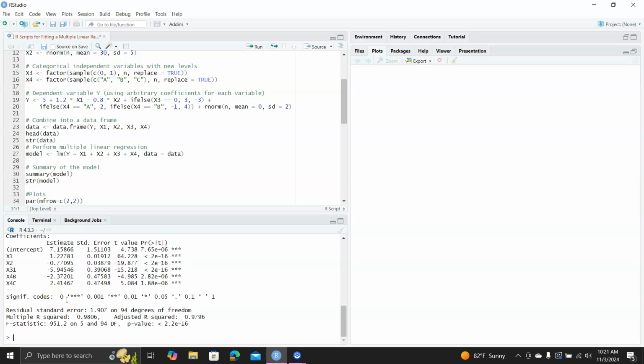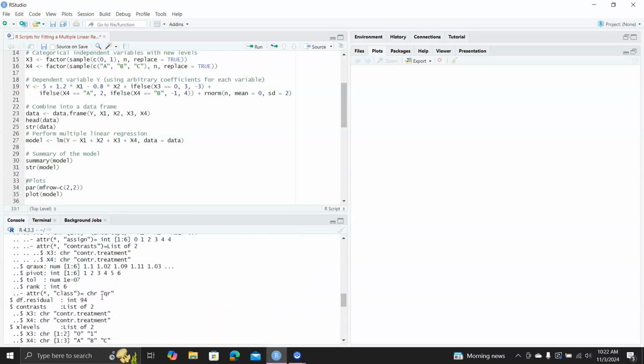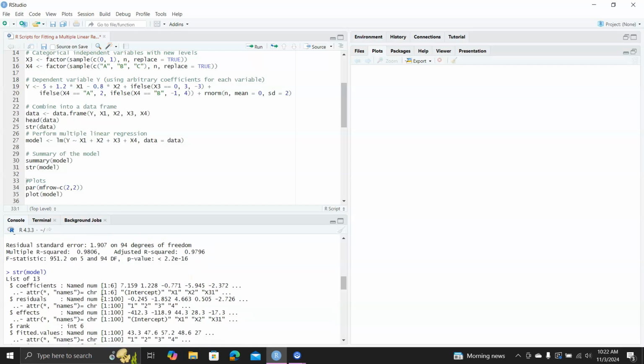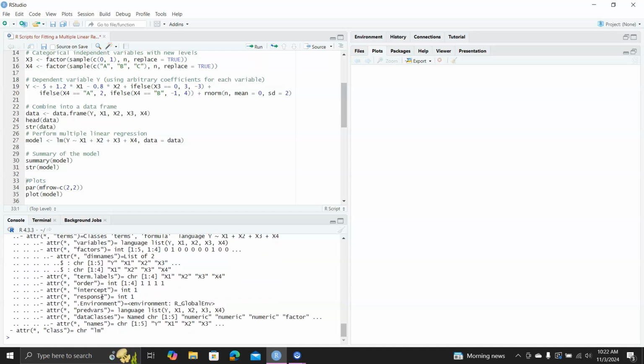And then you get the residual standard error, degrees of freedom, R squared, adjusted R squared, and also the F statistic and the p-value from the overall test, whether the model is actually significant or not. Okay, more significant than the intercept-only model. Okay, and if you want to really look into the structure of this model object, you can see it's fairly complicated, and you have to spend some time. So it's a list of 13. Okay, so you have to go through the list to see what's in there.